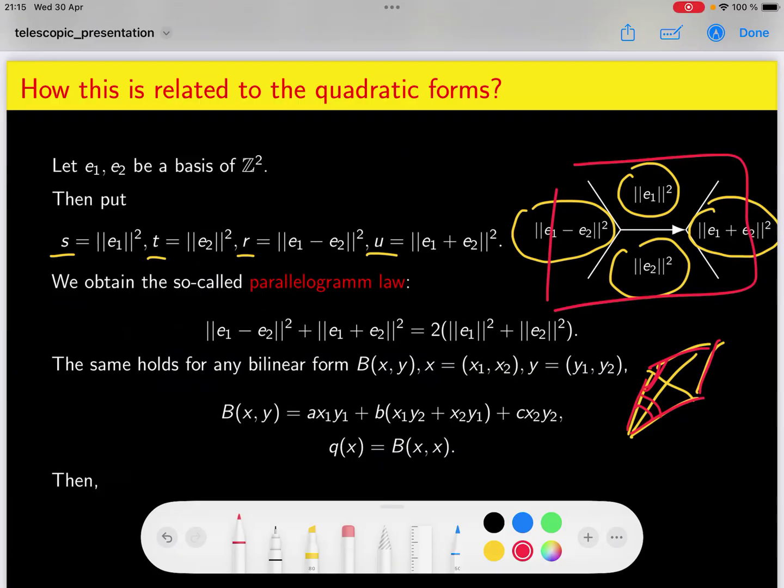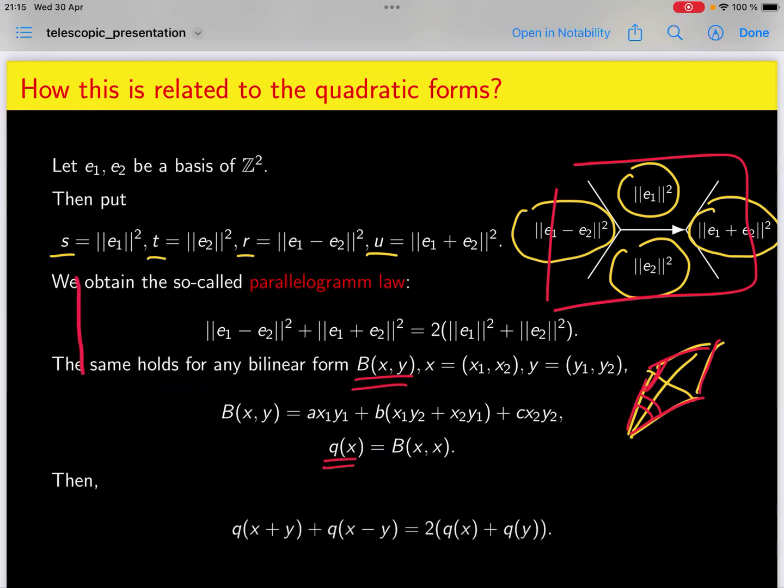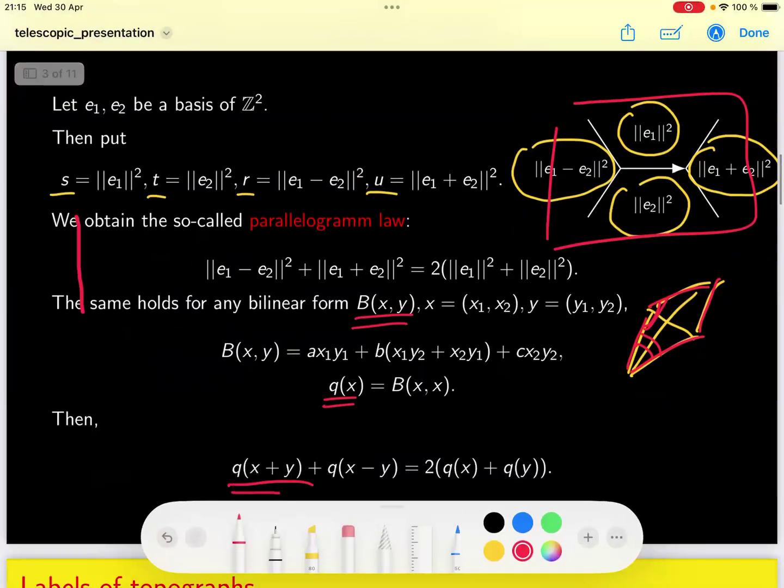And just one more remark: you can do the same with any bilinear form. If you have a bilinear form B(x,y), you form a quadratic form out of it, and then you have this kind of condition for any two vectors. That's a simple corollary: you just rewrite this using B(x,y), and all the terms cancel. So in a sense, you have this cosine theorem not only for the usual lengths, but for any quadratic form. Any questions here?